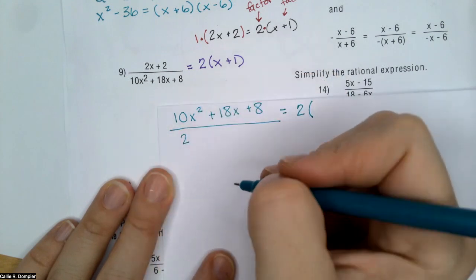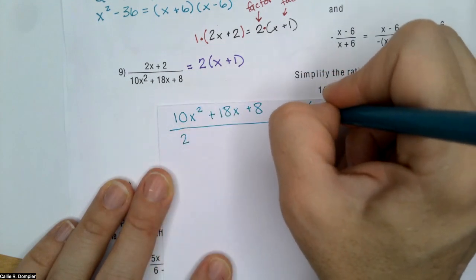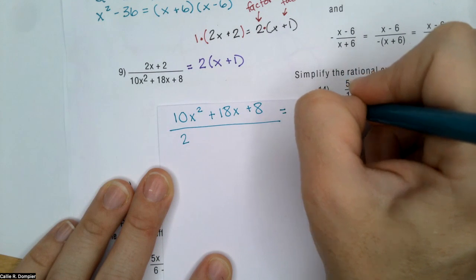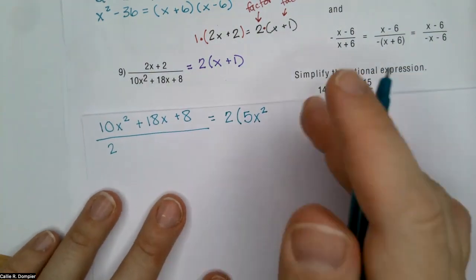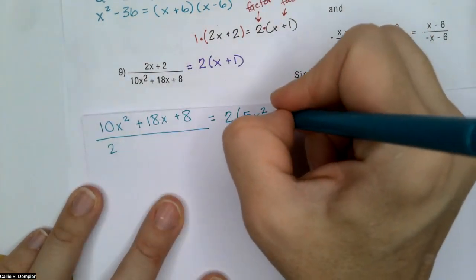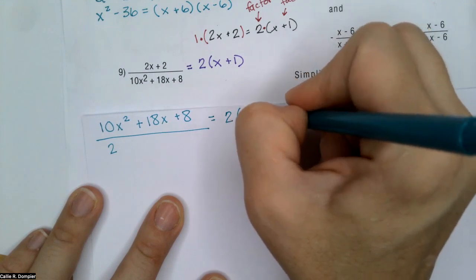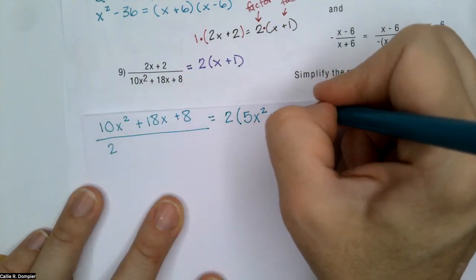10x squared divided by 2 is, 10 divided by 2 is 5x squared. Positive 18x divided by 2 is a positive 9x. And then 8 divided by 2 is 4.